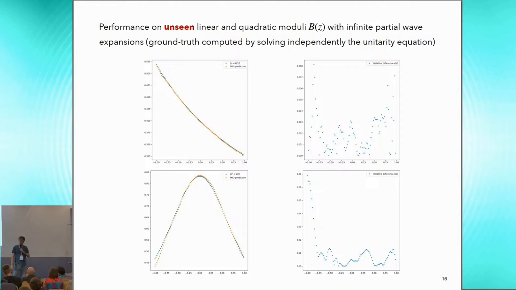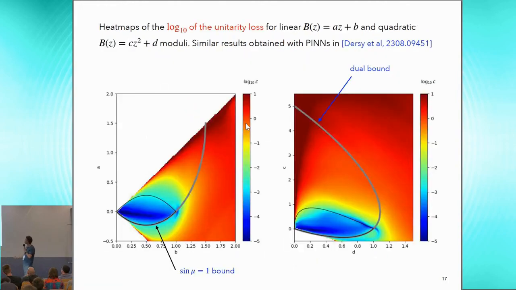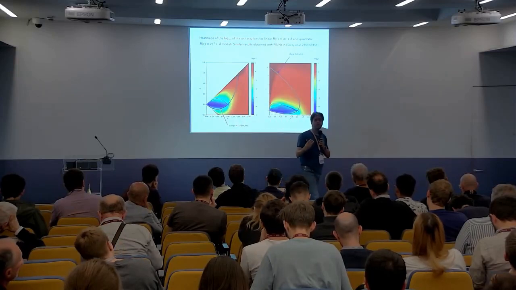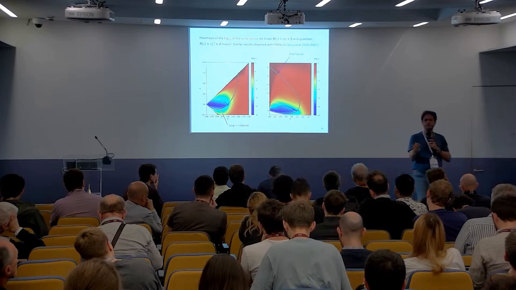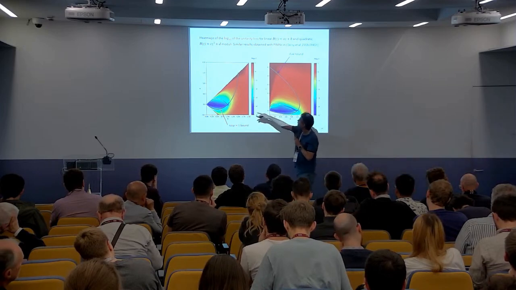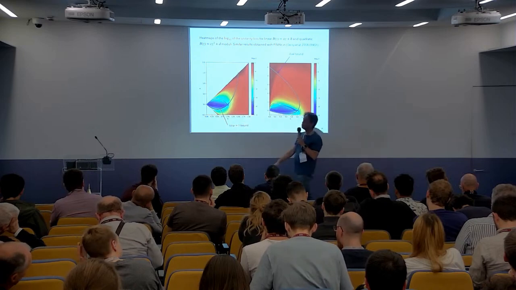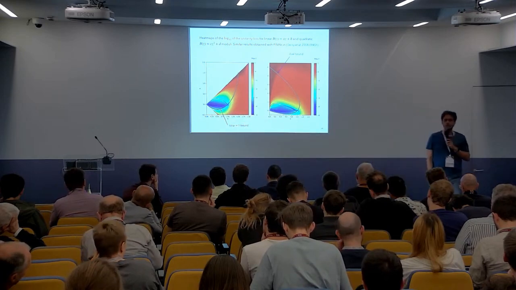We can do more. We can do a scan, very quick scans, over lots of linear and quadratic moduli. This is the linear, this is the quadratic. And here, for the moment, I'm allowing myself to use the unitarity equation to see how well I'm performing. So you can see that I get lower losses precisely inside this region, which is precisely the region where sine mu is less than 1, which is precisely where I expect to find solutions. So these two plots, and everything is bad outside the dual bound. This is the dual bound, and these curves are sine mu equals 1. So it seems to be performing quite well, and qualitatively it has the right features, and I will show you later the corresponding plots with the pins of Ziboedov and company.